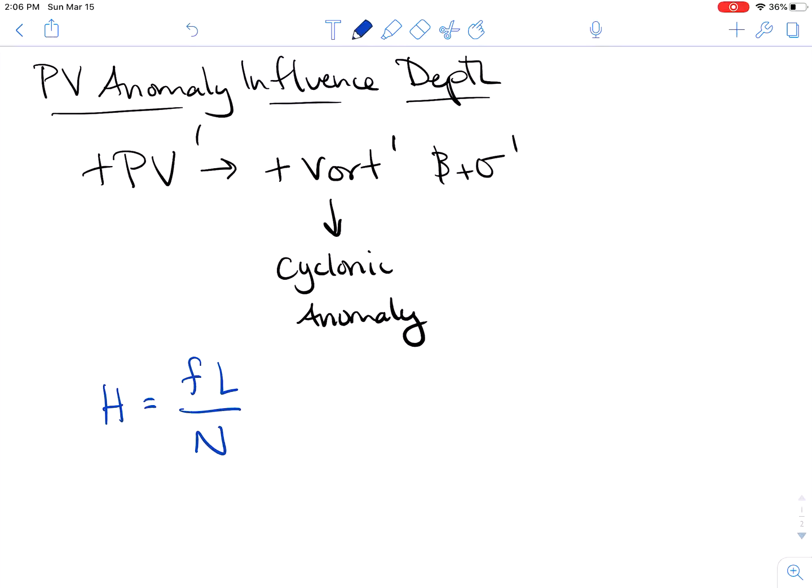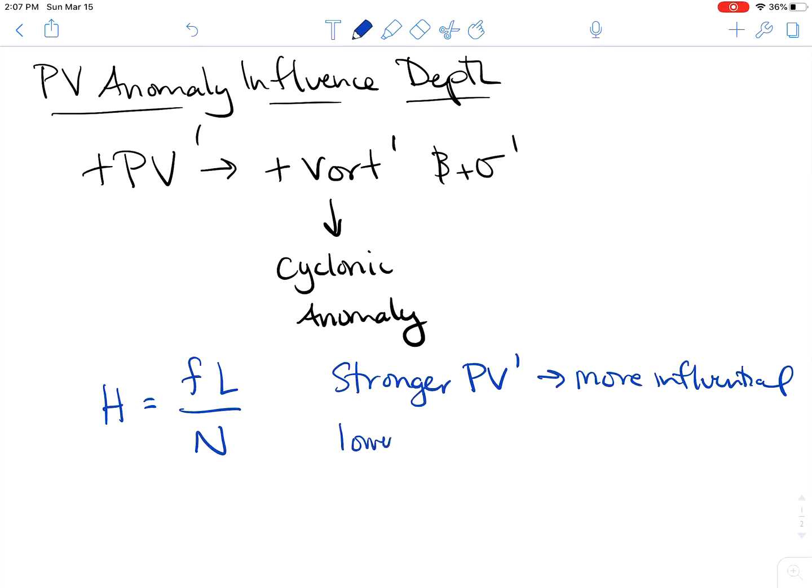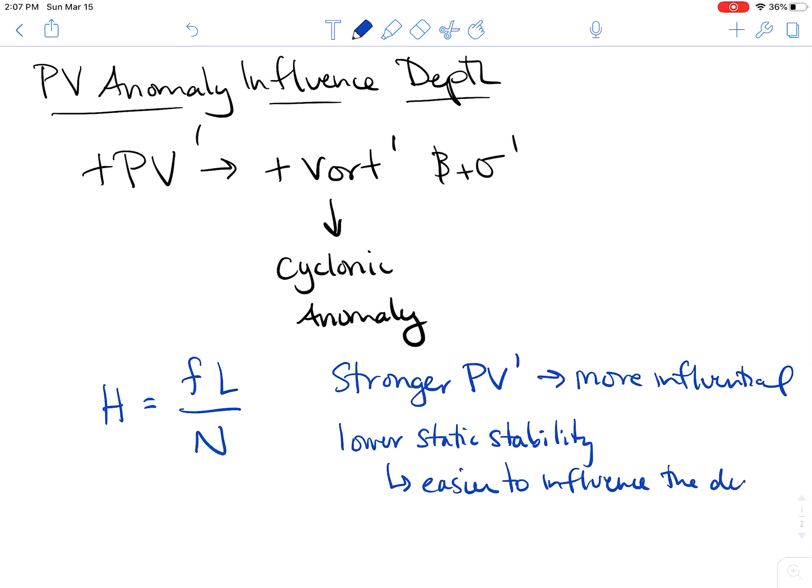And so what this means is that if we have a stronger PV anomaly, it will be more influential in the atmosphere. Additionally, if we have lower static stability, that will make it easier to influence throughout the depth of the atmosphere.